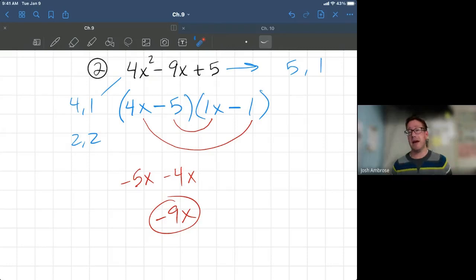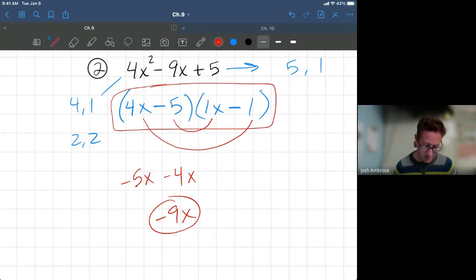That tells me now we have the proper correct order. This is now the true factorization. All right, let's move down.